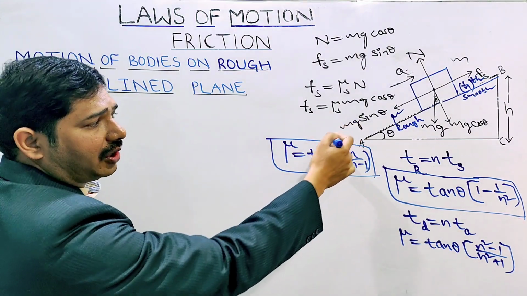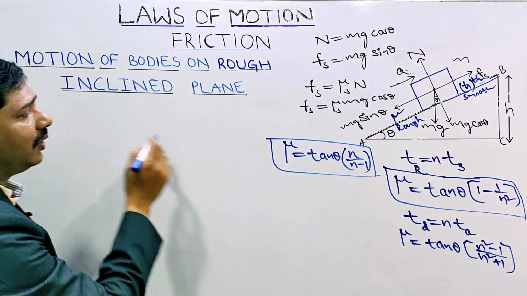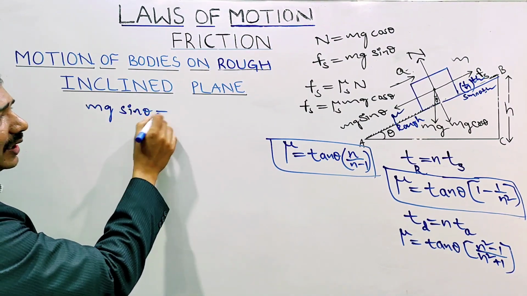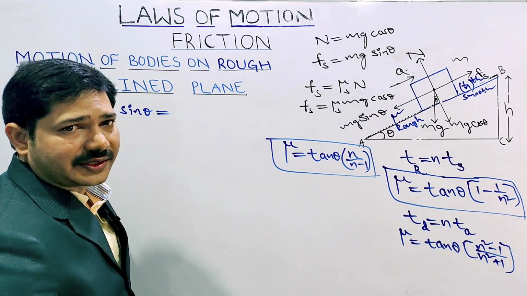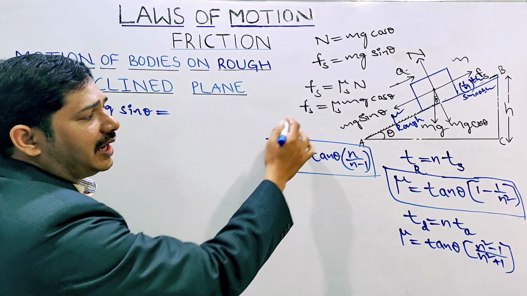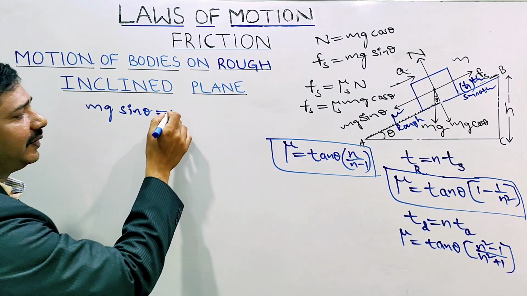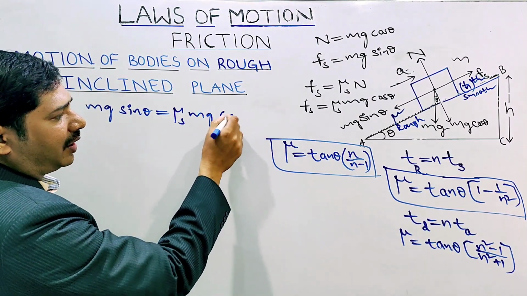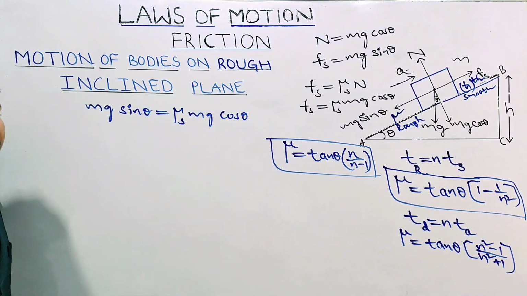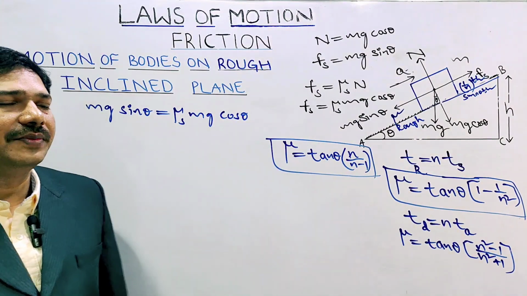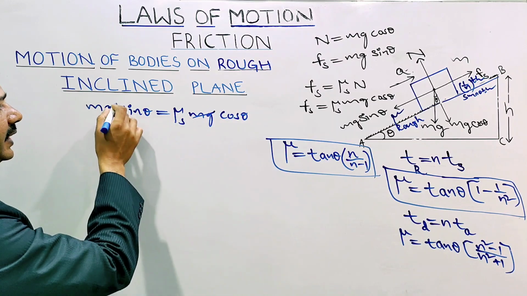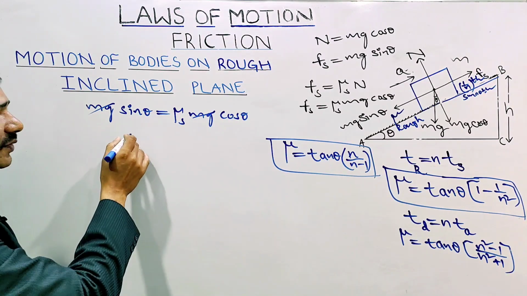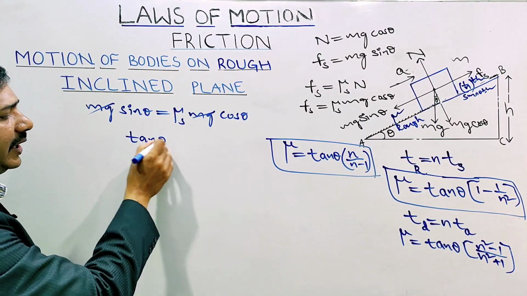So at that time, what happened? Downward force is equal to upward force. mg sin theta is equal to what? The upward force, that is Fs. Fs we did just now. So what is the formula? Mu s mg cos theta. Fs we already took. So mu s mg cos theta. Here mg gets cancelled, so sin theta. Bring this side: sin by cos is what? Tan theta.